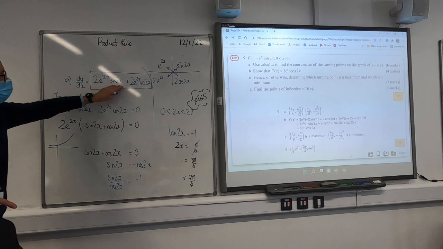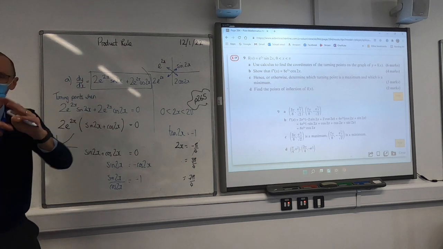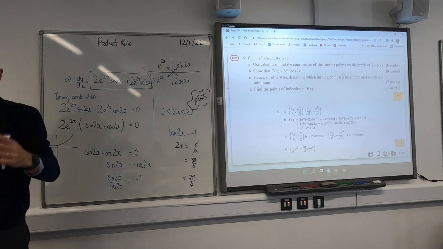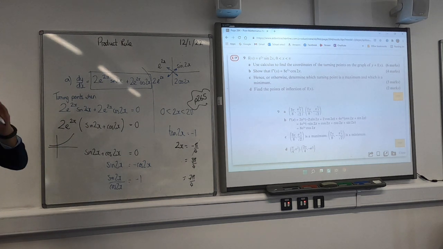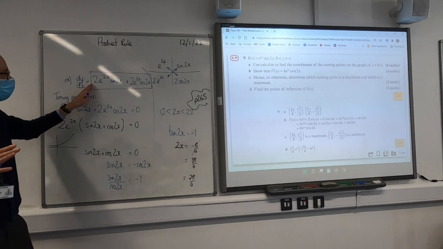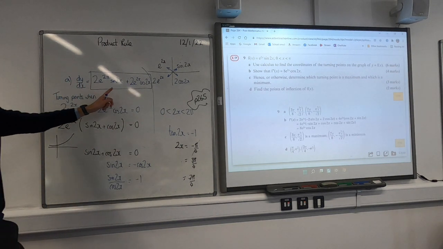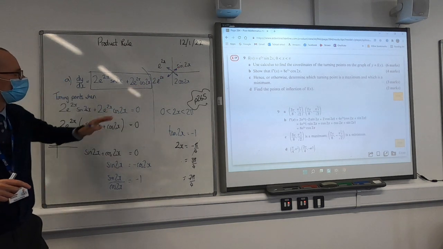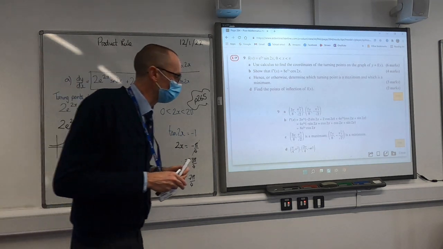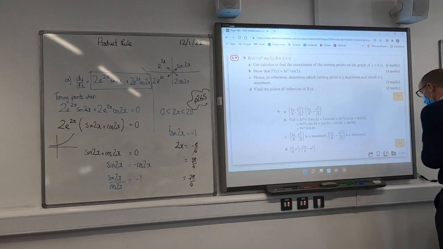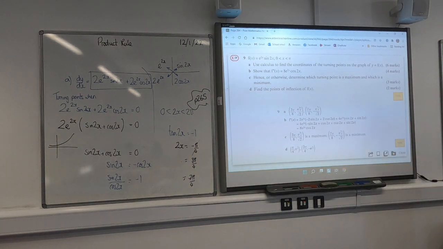So the answer to that will be 2 lots of this. It's a sort of a recursive thing. The answer to what you get when you differentiate that is that times by 2, because it's 2 lots, whereas we only have 1 lot. So you just have to do the product rule there. Anyway, don't worry about that at the moment. But that's quite a good question if you wanted something quite meaty to get your teeth into.